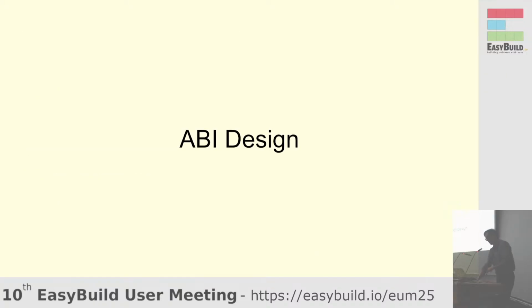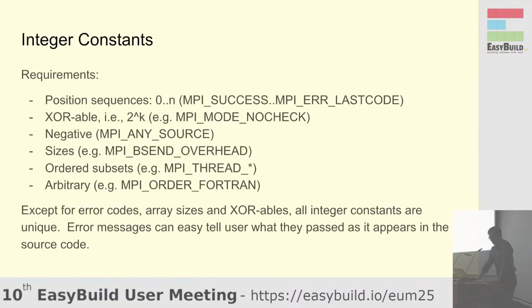All right, so I'm going to talk about the ABI design real quick. The release candidate PDF has all the details, but isn't public, but I can give it to you. I don't know why it's not on the website. Maybe just people take it too seriously.